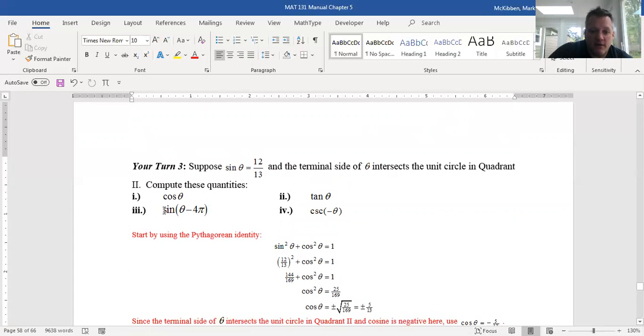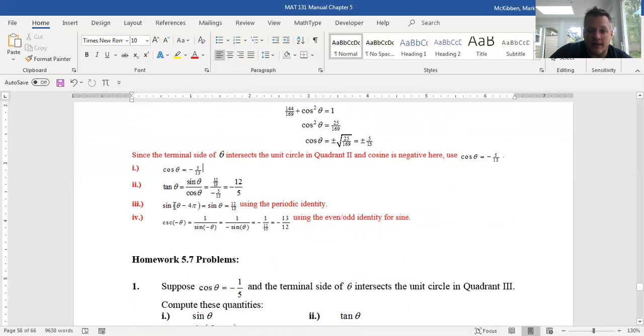For part 3, you're taking the sine of theta minus 4 pi, but 4 pi is a multiple of 2 pi, right? In fact, it's 2 pi times negative 2. And so we can use the periodic identity directly here to say that the sine of this value is sine of theta, and we were given sine of theta is 12/13, right? So there's no additional computation there.